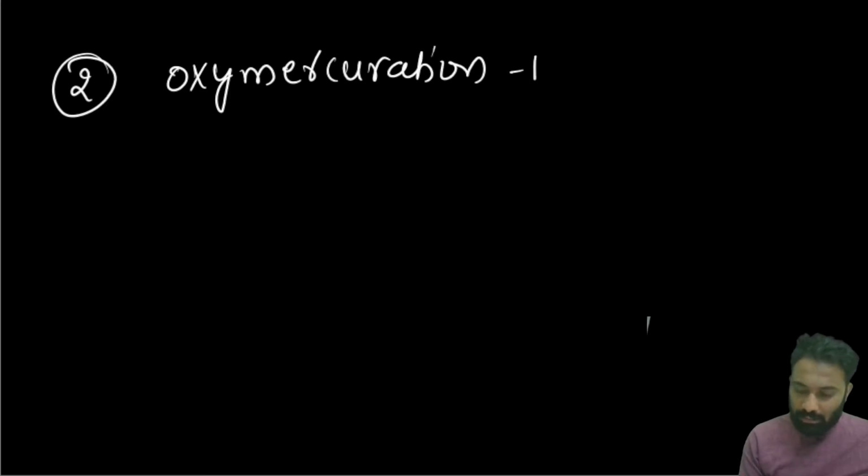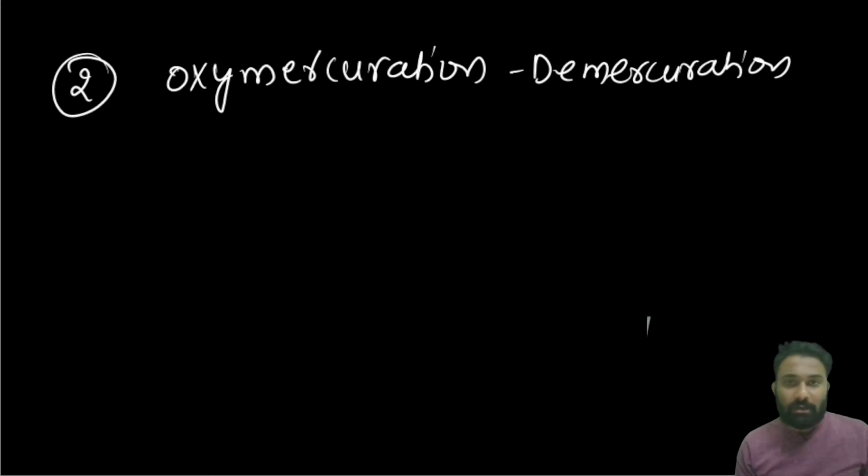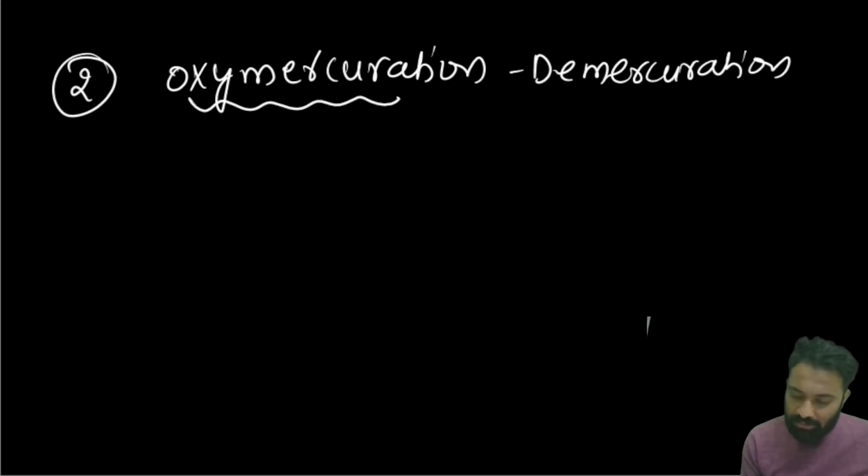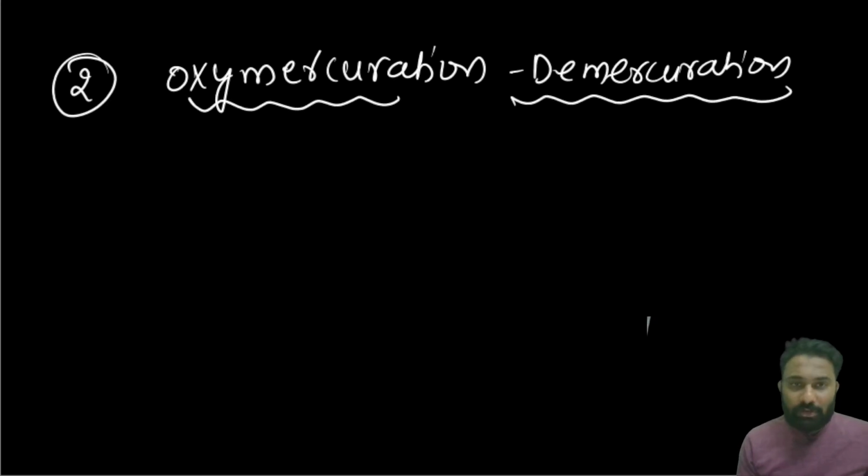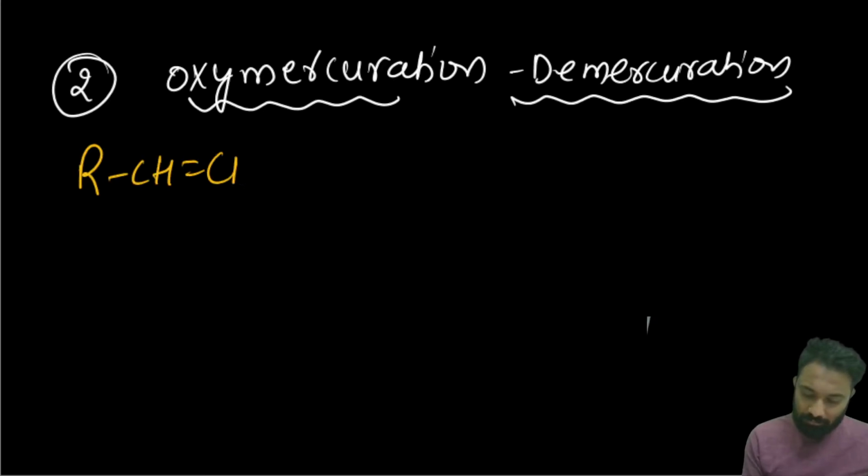Next type of reaction, that is a very, very important reaction. These are very important reactions. Next one is oxymercuration and demercuration. And what is oxymercuration and demercuration? Now we'll see. Now this is an alkene.